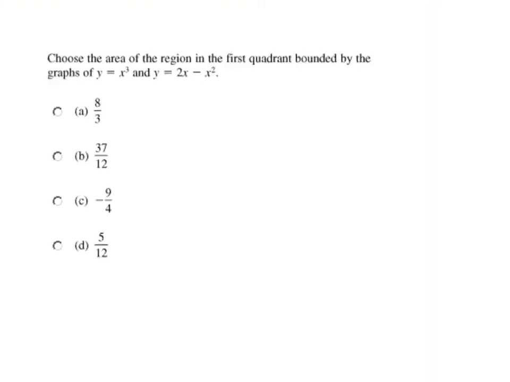So the very last example, and I put this in here more for a methodology rather than an actual answer, but it says choose the area of the region in the first quadrant bounded by the graphs of y equals x to the third and y equals 2x minus x squared, and then it gives you a bunch of answers here. All right, so we need a methodology. So the first thing we need to do is, however we need to do it, we need to graph the 2 functions.